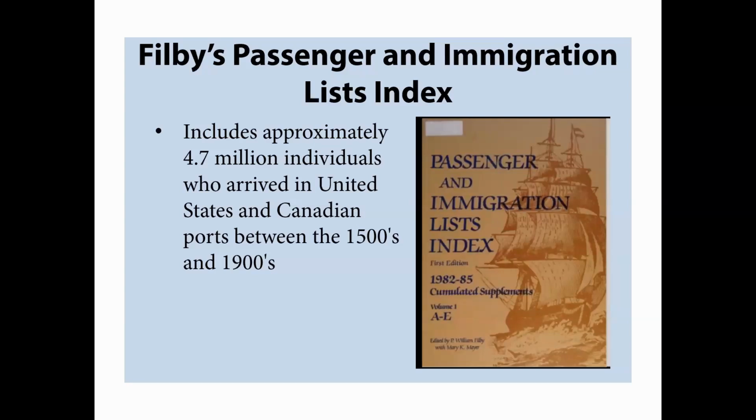Now, another popular index you might come across is what's known as Filby's Passenger and Immigration Lists Index. This includes approximately 4.7 million persons that arrived in the United States and Canadian ports between the 1500s and 1900s. So anytime there is some type of published source, and this could be a county history, a genealogy, a newsletter for an historical society, or a journal article, really anything that has been published that has been picked up in these books could appear in there. So this could be a good way to look into doing some of that immigration search.